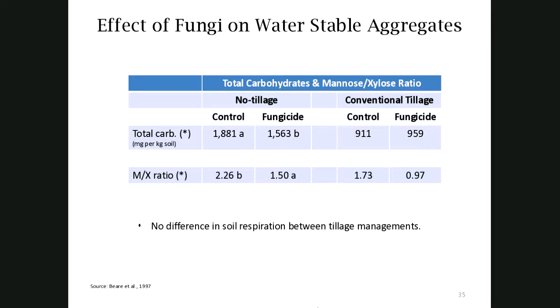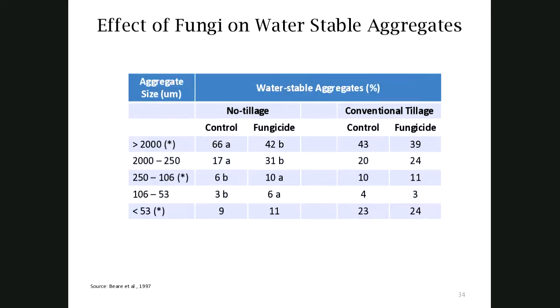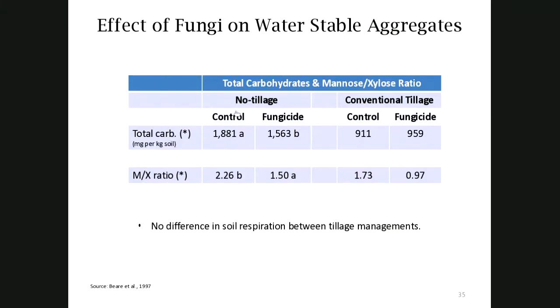Another way they were able to show that was by looking at total carbohydrate and then the mannose-xylose ratio. And here you see an example. So this is another potential indicator, right? You can look at total carbs. We know that it's relating to the water-stable aggregates, right? And so we're trying to make that connection. Interestingly, here they didn't find a difference in soil respiration between the tillage measurements.